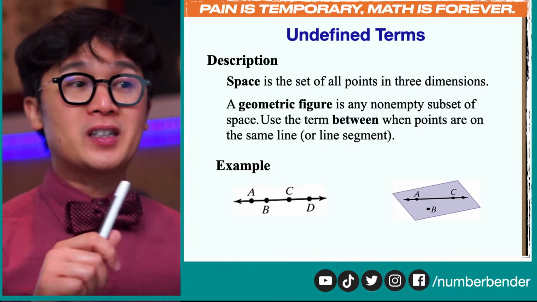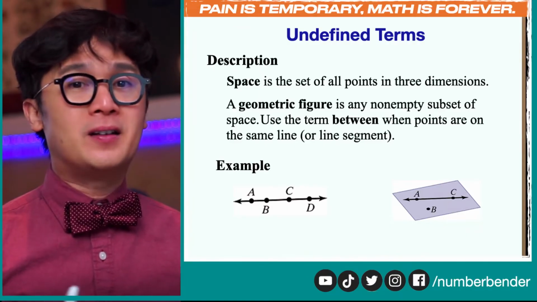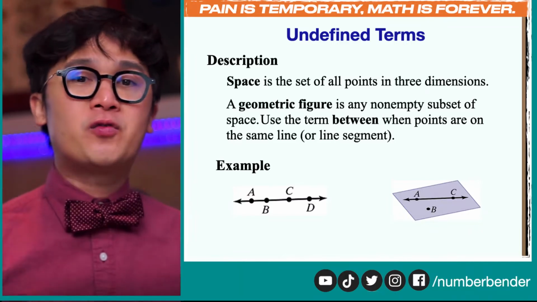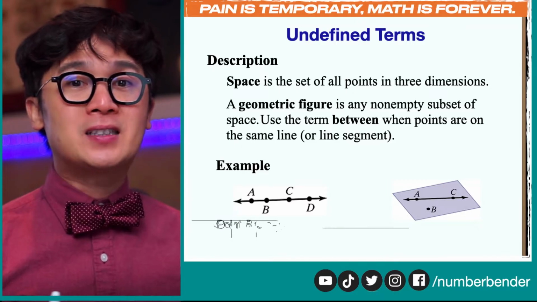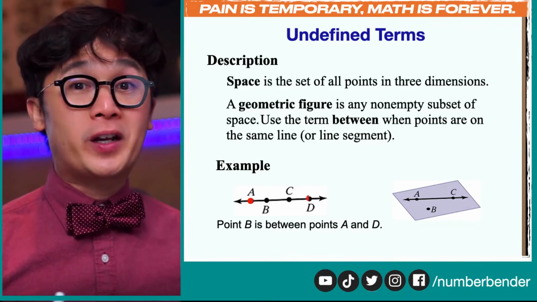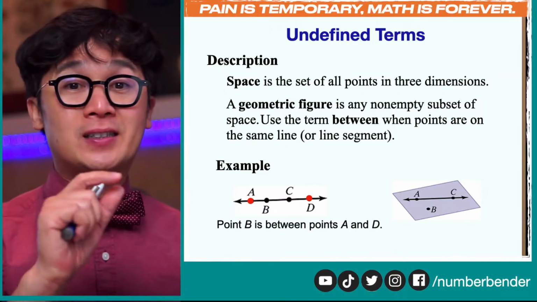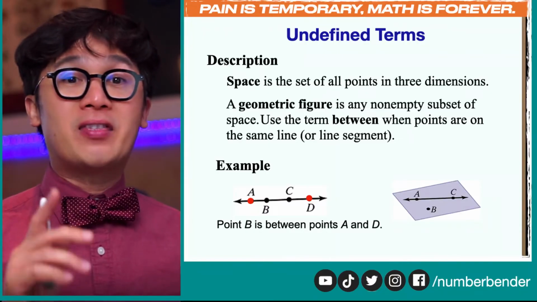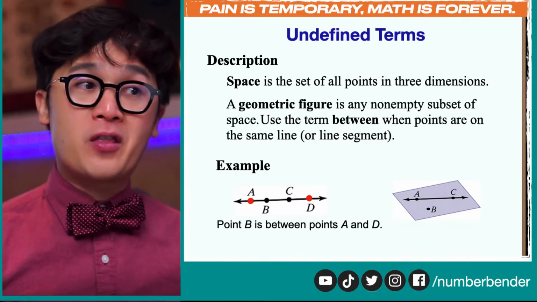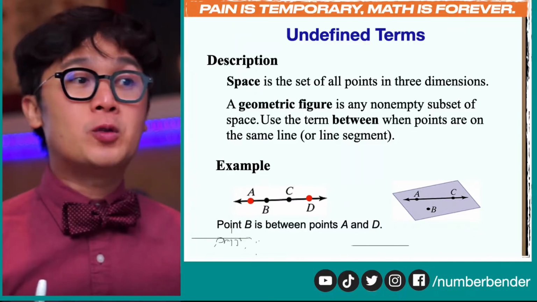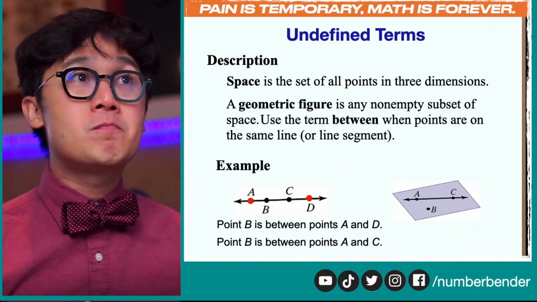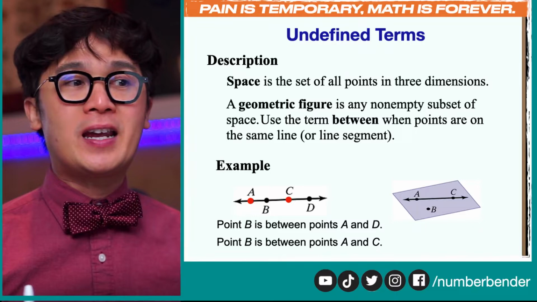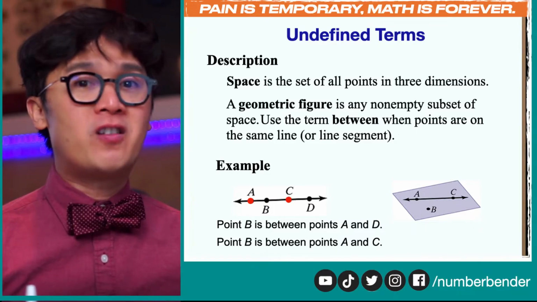So for example, we are seeing 2 figures. We have a line and a plane. And if we're going to be describing point B on the first figure, we can describe B as point B is between points A and D. So it's in between those points. So notice that I use the word between so that I would know that they lie on the same line. Another way of describing B in this case would be point B is between A and C. So we are now going to move that point to C, and this will be our description for point B.